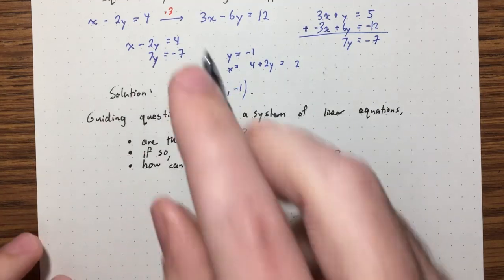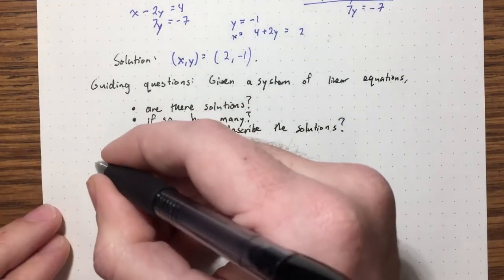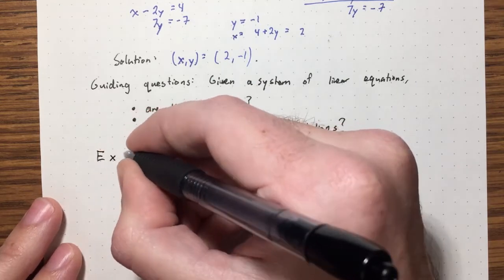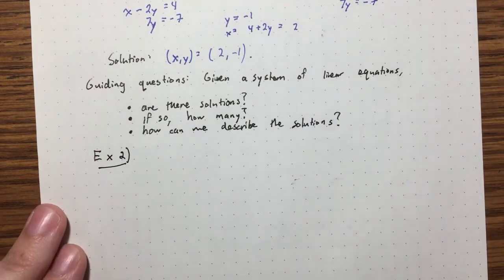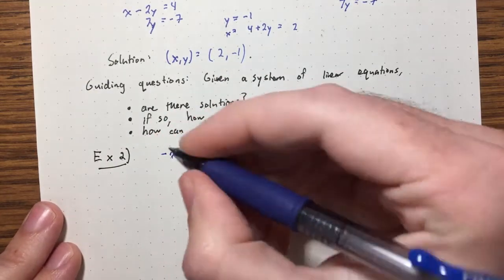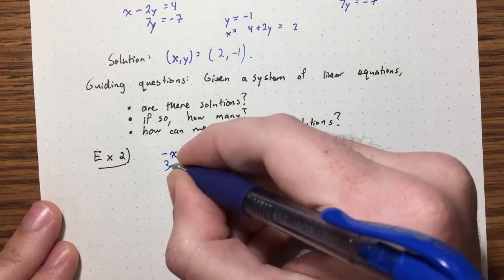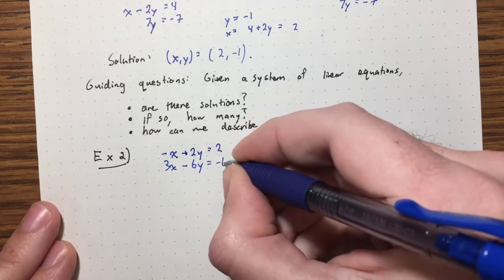Let's look at a couple more examples of systems of two equations and two variables, just to see what other possibilities there are. So let's do an example where we actually have infinitely many solutions. Let's solve the system: negative x plus 2y equals 2, and 3x minus 6y equals negative 6.